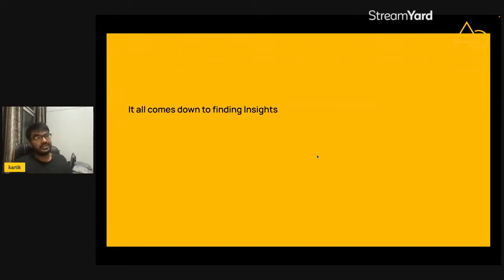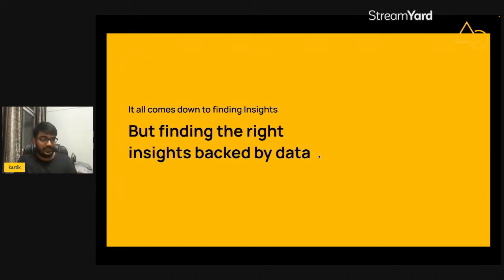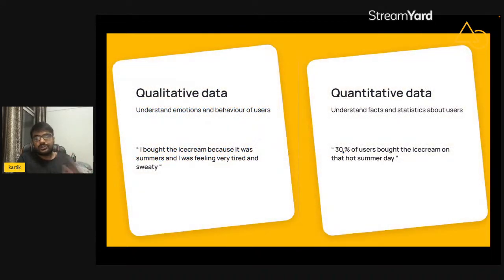So it all comes down to finding the right insights, and if you can find the right insights, you can easily build your UX solutions around them. But finding the right insights always has to be backed up by data. Let me start from the very basics, just a kind of intro. There are two kinds of data: qualitative and quantitative. We try not to use too much qualitative data, we use only quantitative data. I'm not contradicting myself, but for this quantitative data we have to convert it from qualitative data.